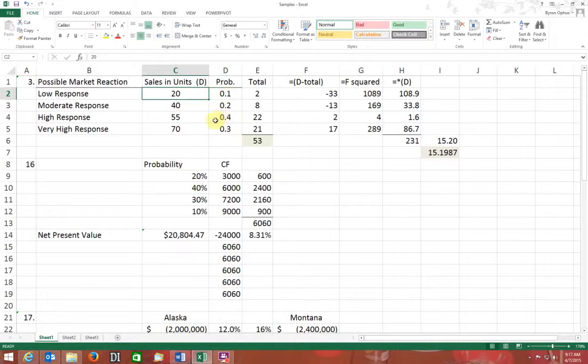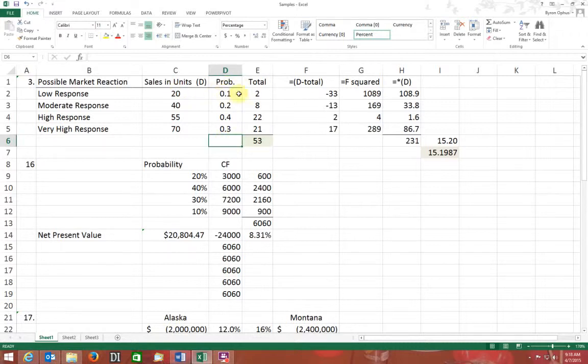right? So we think that there's the highest probability that we're going to have a high response to our new product, that the sales are going to be 55, and we think that that's a 40%, right? So all we're doing is taking our probabilities, and our probabilities here when we do something like this are always going to equal 1 or 100%, right? If I do a sum there just to check it, it's always going to equal 1 or 100%.